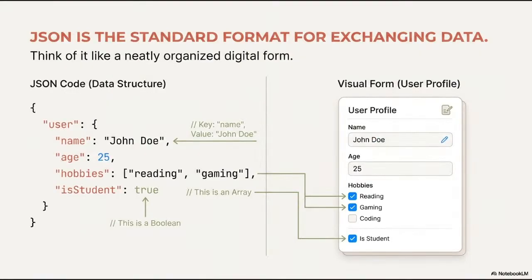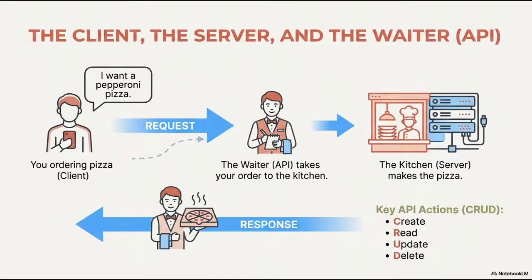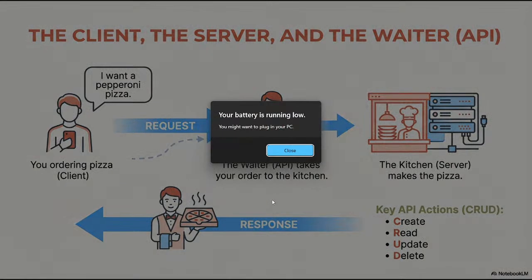Now another one is REST API. Okay, API is an application programming interface. Think of it like a waiter between the kitchen and you. As I already told you, when you request something, the request is delivered through the API, the application programming interface. So REST API is a standard way for apps to talk to a server.